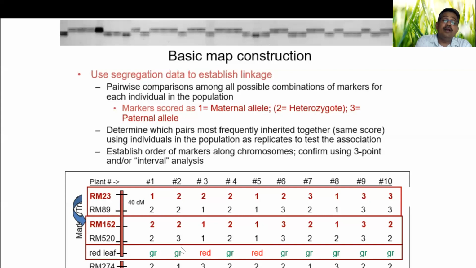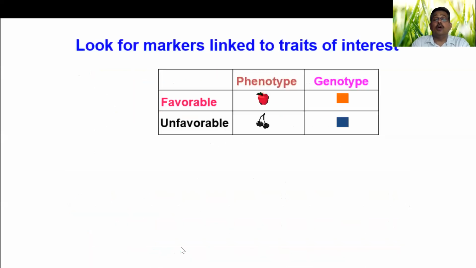So when you calculate the distance based on the recombination, people calculate the distance and put it in the map. This is what people are calculating. I can give one more example of how people correlate the trait with the phenotype.